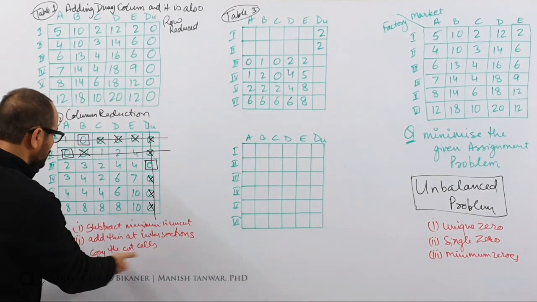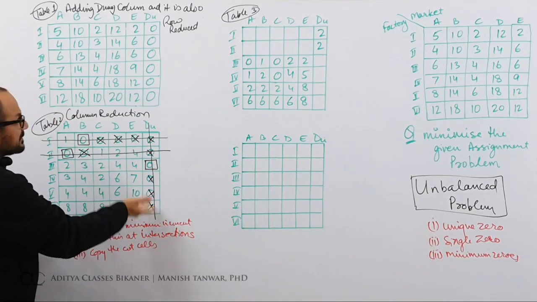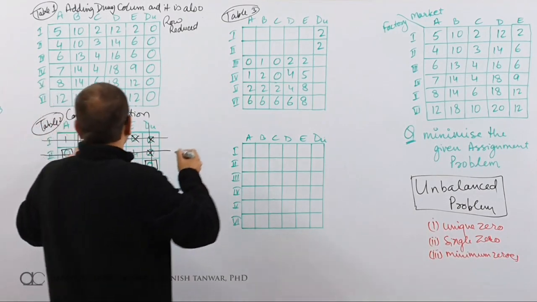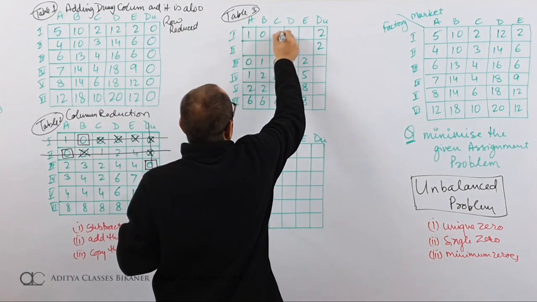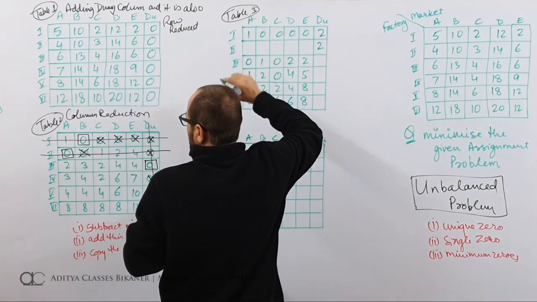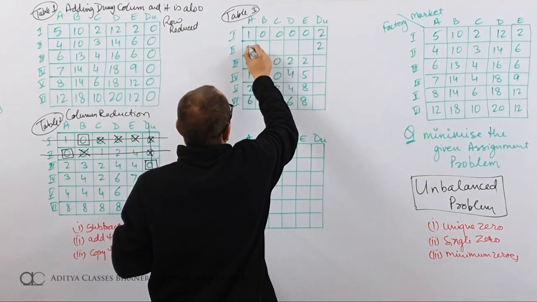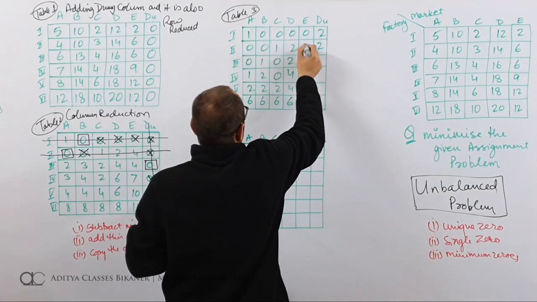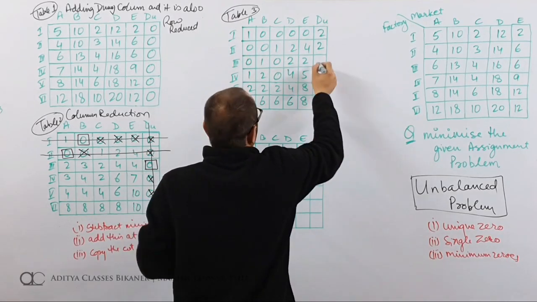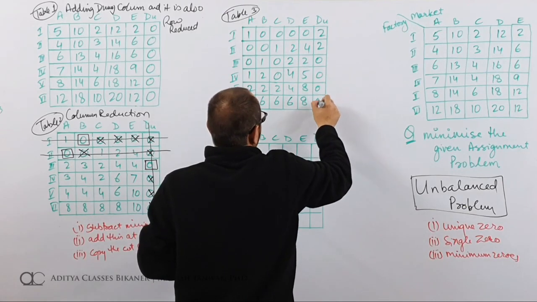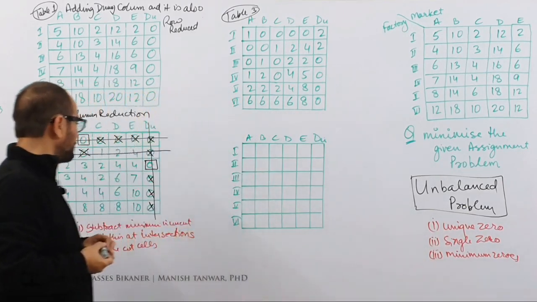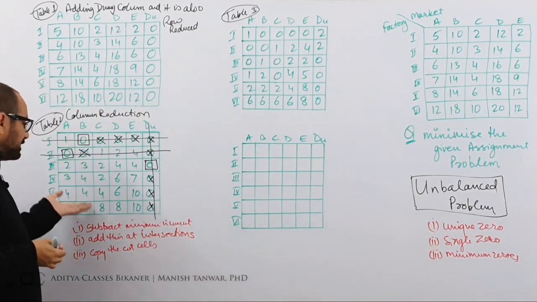And then the third step is to copy the cut cells. All these remaining cells are cut cells. Let us copy them. We get a 1, 0. Then there is a 0, 0, 1, 2, 4. Then there is 1, 2, 3, 4 zeros. So what I have done, I have tried removing the degeneracy.